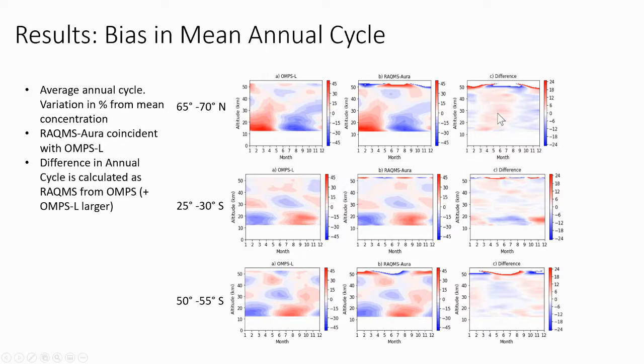And so a positive value indicates that the cycle, or the deviation from the average concentration, is larger for OMPS than for RAQMS. And this difference is about on par with what we're seeing for the mean difference, within plus or minus 10. But there does appear to be some seasonal variability to the magnitude of this difference.